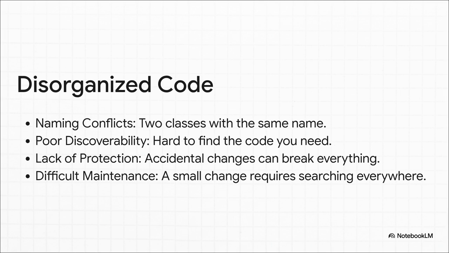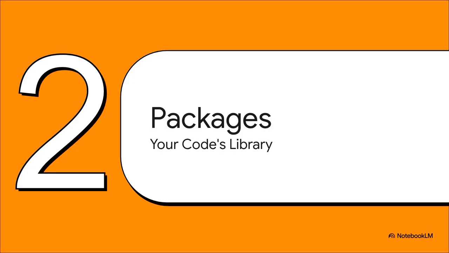You get naming conflicts, where two different people both create a class and call it something generic like utils. It makes finding code feel like a treasure hunt with no map. And worst of all, it leaves your application's most critical parts totally exposed, fragile, and just waiting to be broken by accident. So, how do we fight back? How do we bring order to this chaos? Well, the first and most fundamental tool we're going to grab from our toolbox is the Java package.